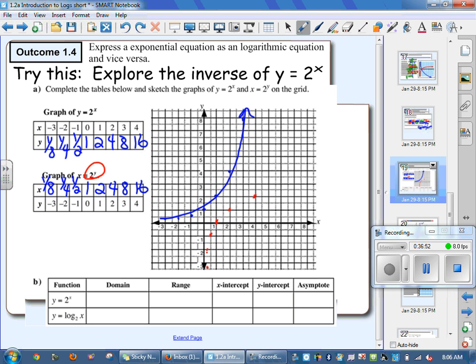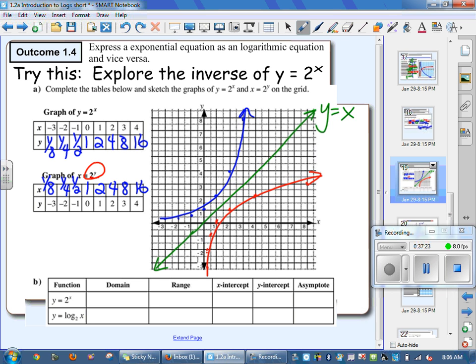Now, what line did you notice that they actually reflect on? Well, if we draw a diagonal line, it's called our y equals x line, that would be considered our reflection line. So these guys are exactly reflected from each other. Okay, they reflect off that, which means they're going to be inverse functions. So this one is my x equals 2 to the y, and the blue one on the top here is my y equals 2 to the x.